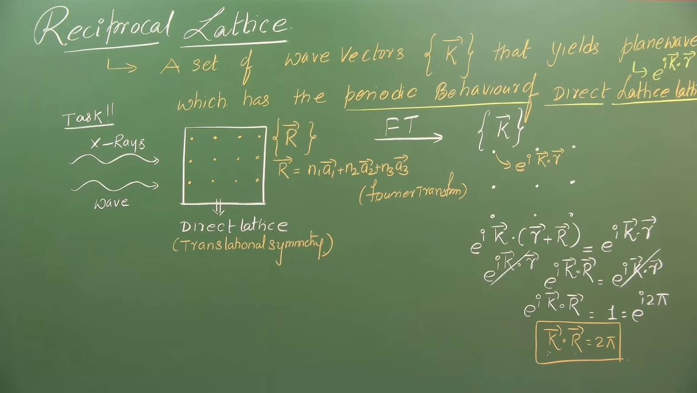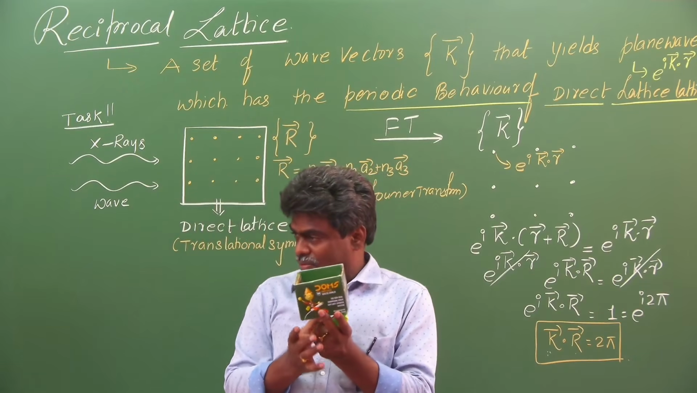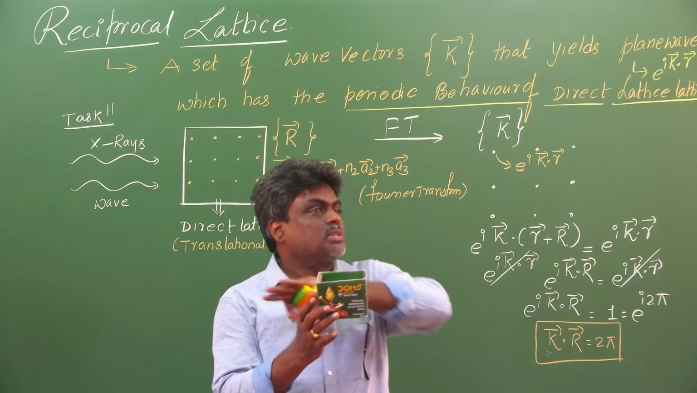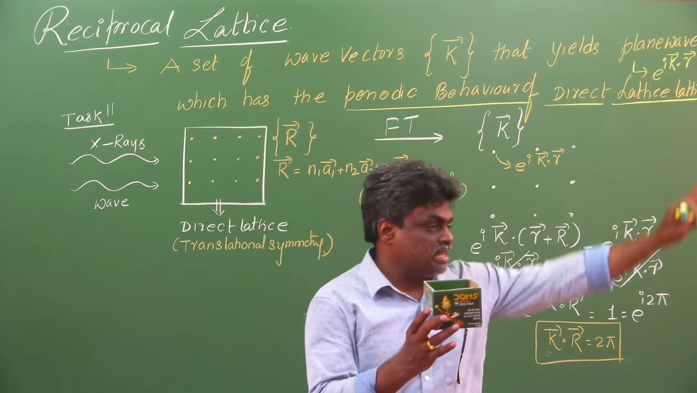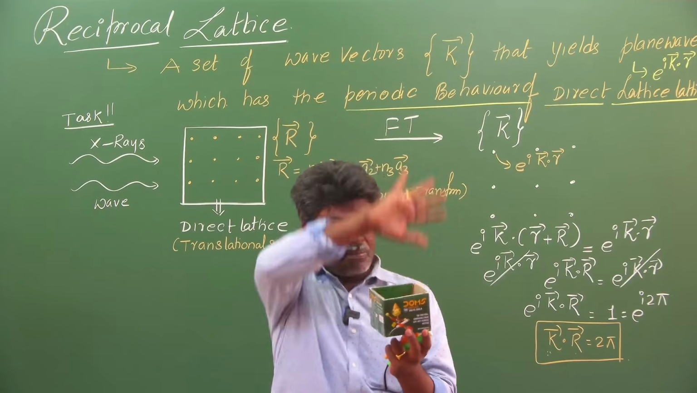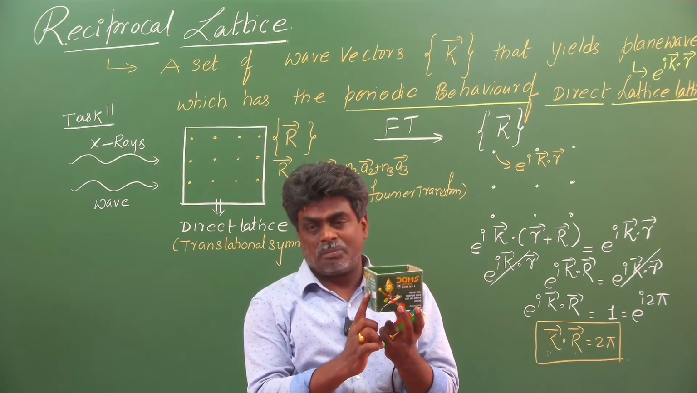Now see, this is the direct lattice. Everyone see the board. This is the direct lattice. Direct lattice means what? This entire space is filled with these boxes. Say yes or no? Then it becomes a solid. Can you please tell me what this plane is?